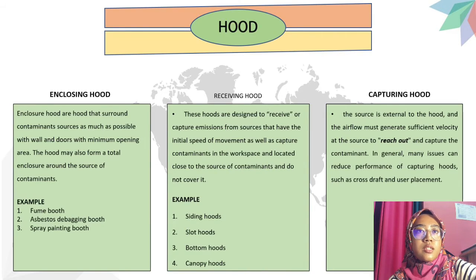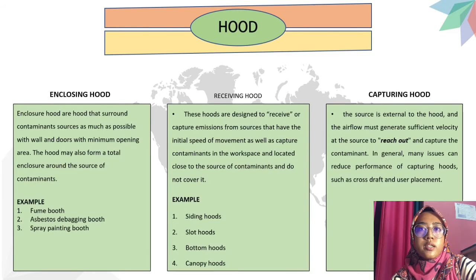This is because the local exhaust ventilation system will not be effective if contaminants are not retained or captured by the hood, as needed to ensure that the concentration of contaminants in the workplace is below acceptable limits. Hoods can be categorized into three categories, namely enclosing hood, receiving hood, and capturing hood.